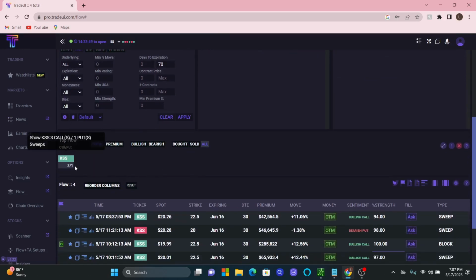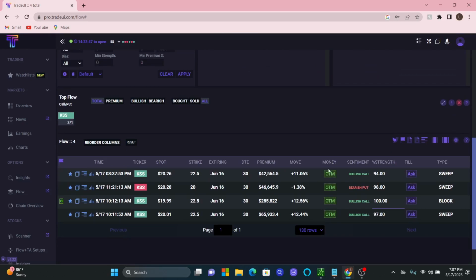All right, so we had 3 calls and 1 put on KSS. All right, a lot of bullish activity. I really like seeing this $285,000 to the bull side with 30 days till expiration. That tells me that this has a little more time to actually work. So let's see on the chart what's going on here.